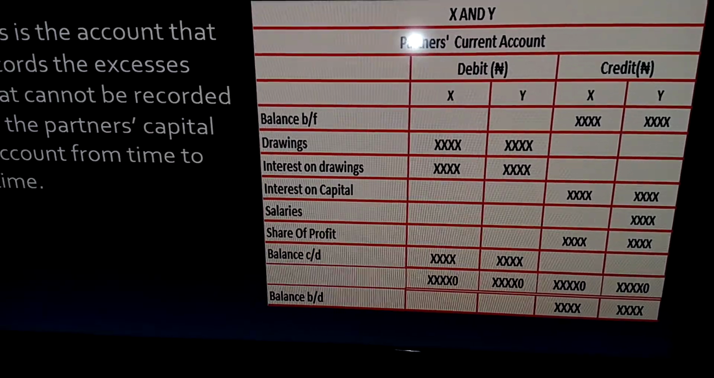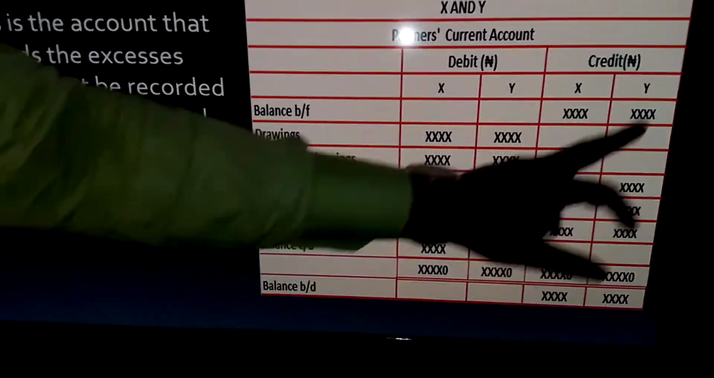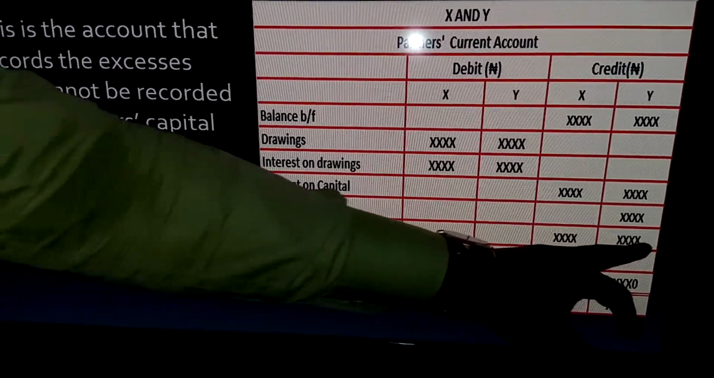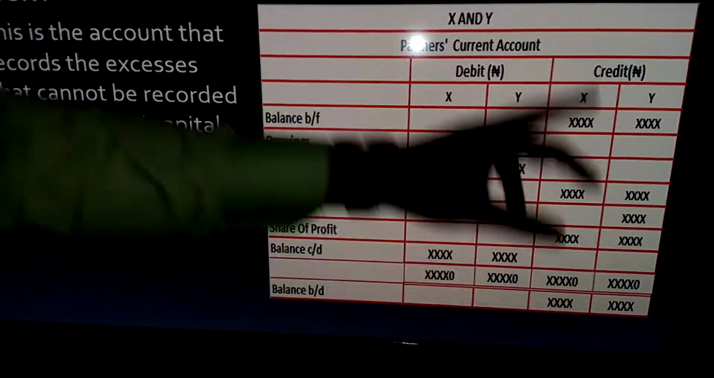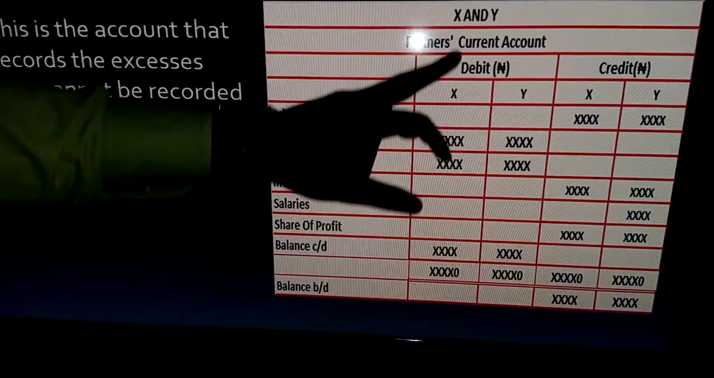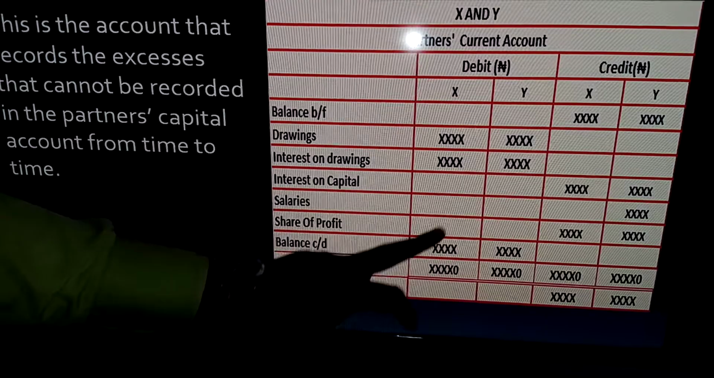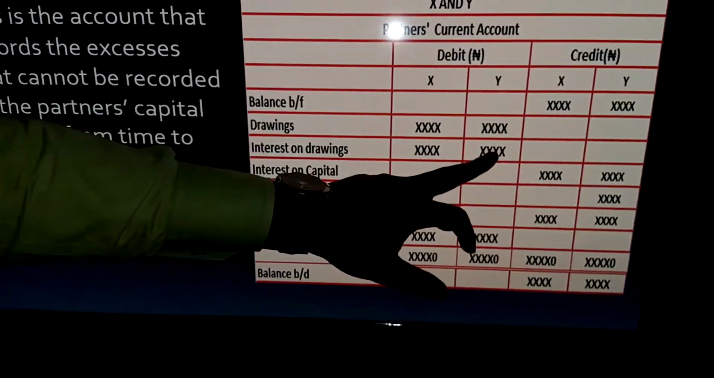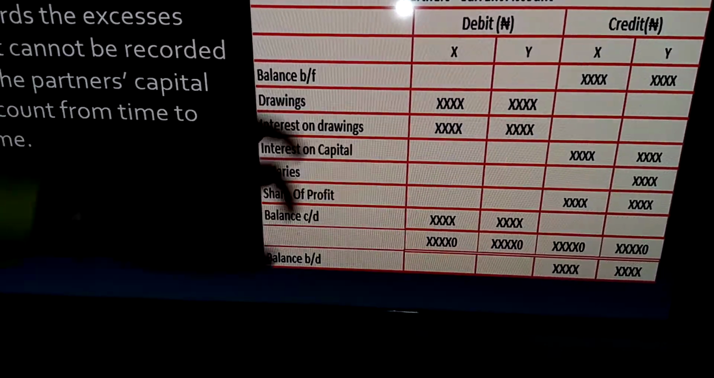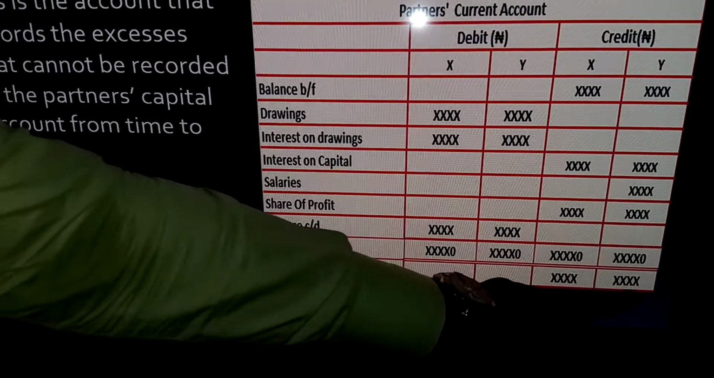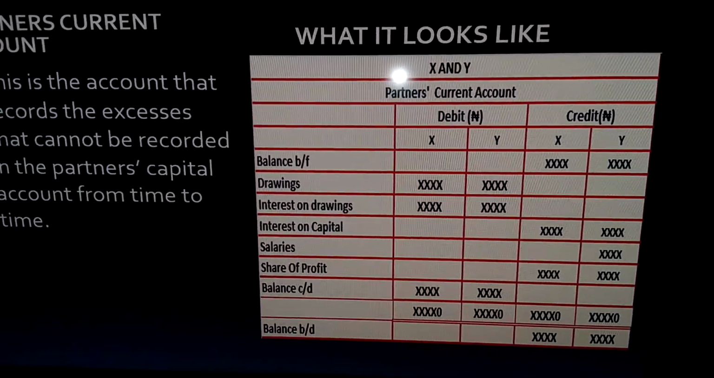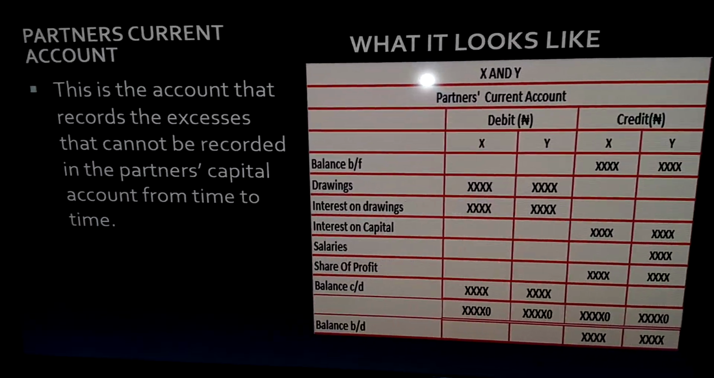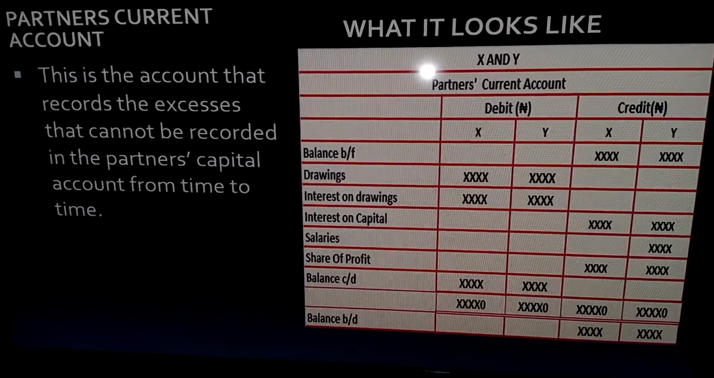It's possible that they pay you salaries. Wherever they pay salaries, it could be X, it could be Y, but this scenario is Y. And then the share of profits between X and Y. So at the end, you balance your account. The total in X credits minus total in X debit, you have balance carried down. Total in Y credit minus total in Y debit, you have balance carried down. So the balance carried down turns to balance brought down under X and Y. So basically the current account takes any excess, any addition that should go to the capital account or the partner's account. It goes to the current account.